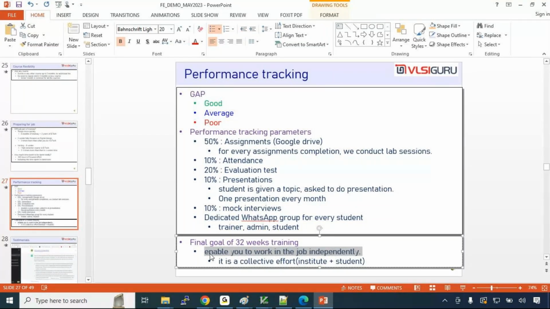It's a collective effort. The student has to understand that it's a collective effort. Just joining the course doesn't guarantee the job. Joining the course and putting in the right effort is what guarantees the job.